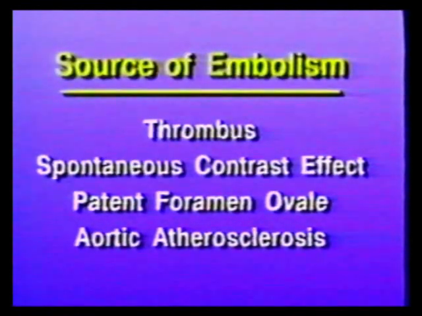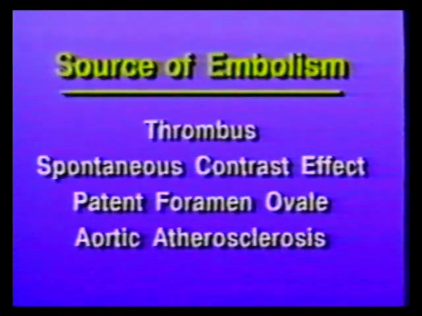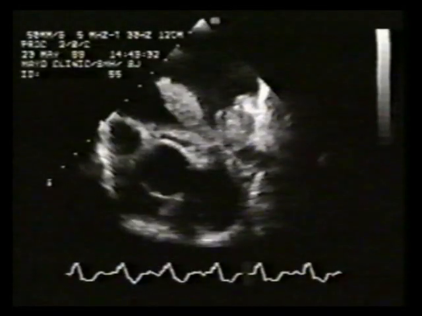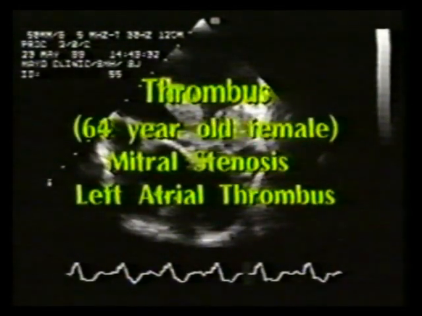The remainder of this videotape series deals with major unique applications of transesophageal echocardiography. The first application is the clinical assessment for source of embolism. The first example of thrombus is in a 64-year-old female with mitral stenosis.